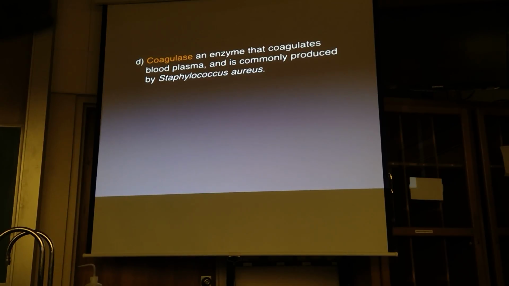Another enzyme that we worked with in the laboratory, or we tested for in the laboratory, is coagulase. Coagulase is an enzyme that's produced by Staphylococcus aureus. I doubt that Staph aureus is the only type of bacteria that produces this. It's just the only one we tested. Anyway, so they produce coagulase, and it coagulates blood plasma.